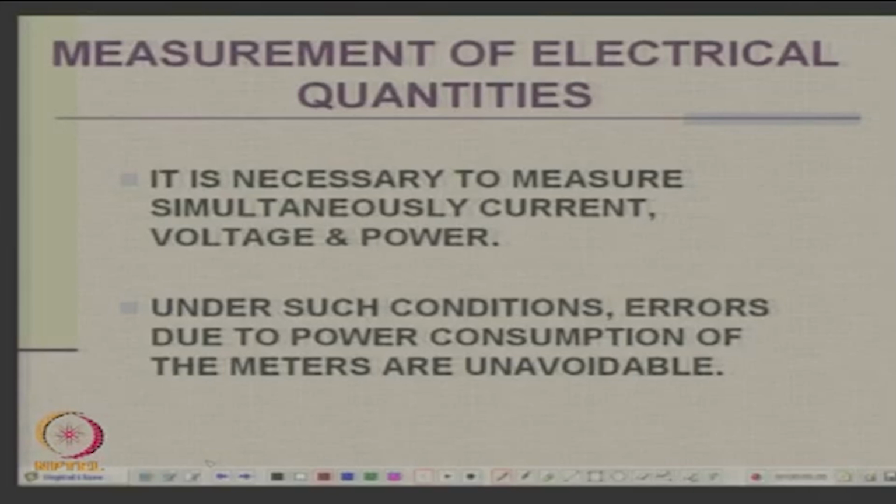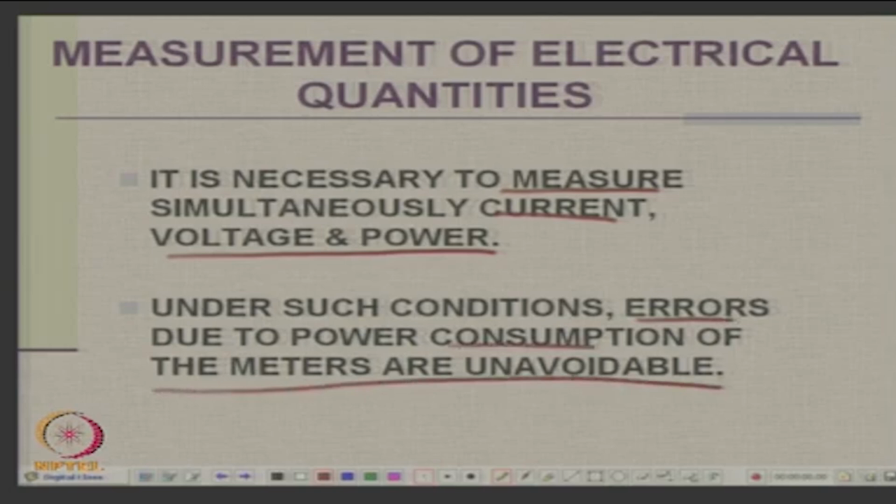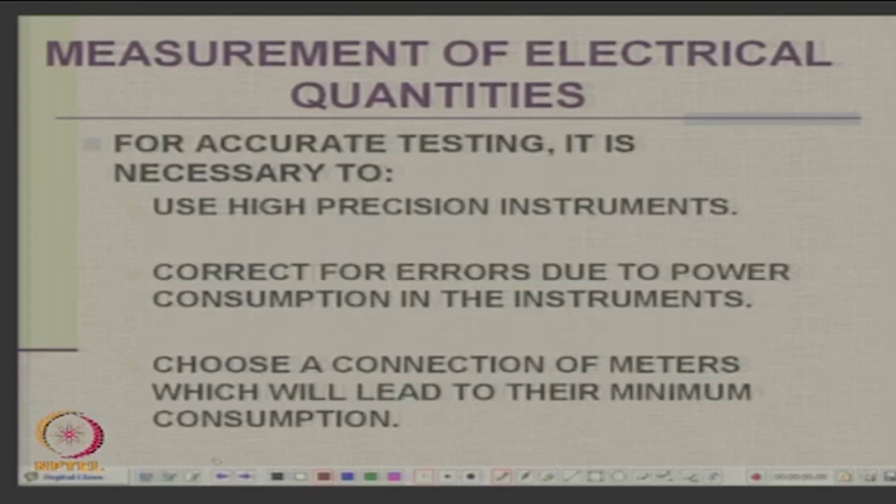Another thing is that it is desirable to measure the current, voltage and power simultaneously, not at different times as far as possible, because again the temperature and other things may vary even in these periods. Therefore, errors due to power consumption in the meters are unavoidable. There will be power consumption in the meters, and it will itself alter the actual status of these quantities.